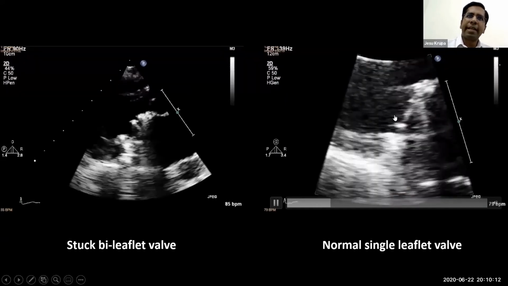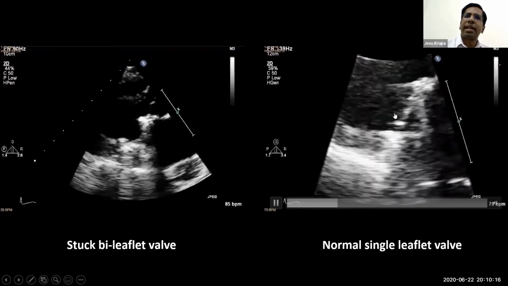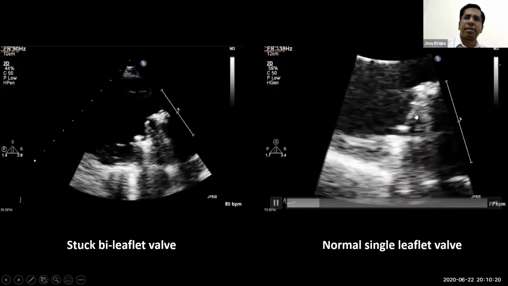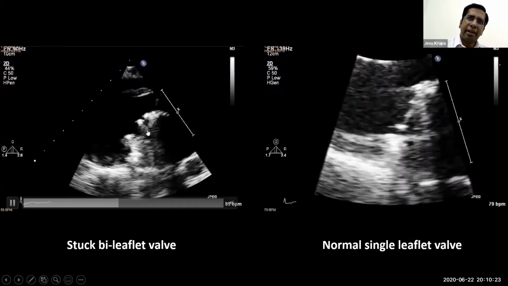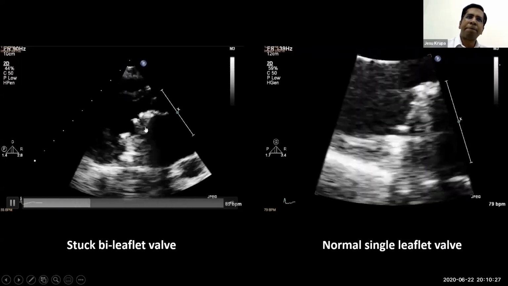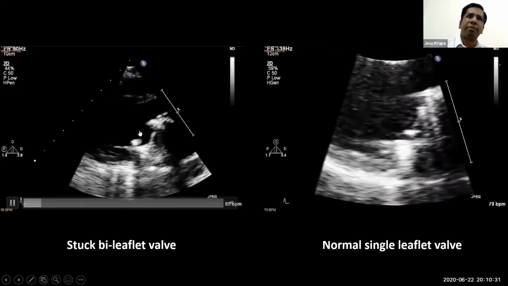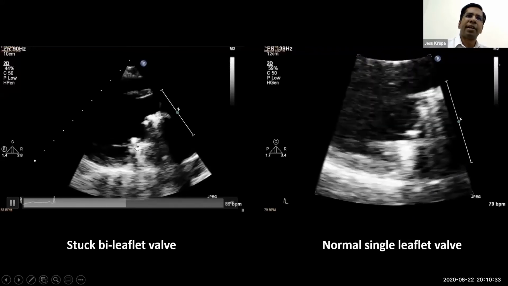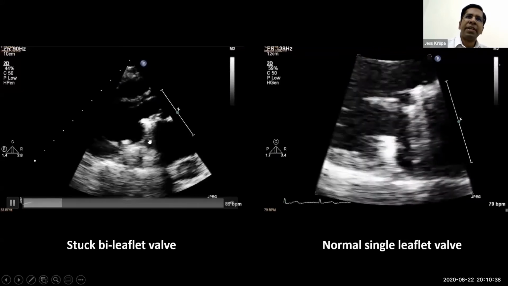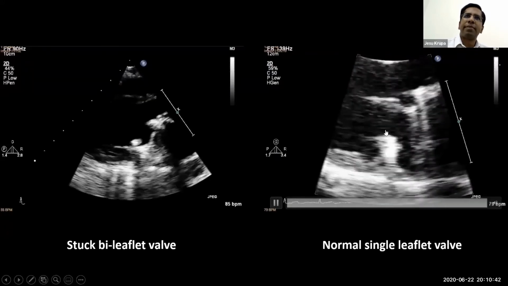The other thing that you can notice is that this is a fairly large leaflet or disc, which almost fills the whole annulus. Whereas this, it's a little smaller in comparison. You can imagine that it's probably two doors within one frame, trying to open and close. Out of that, one is already closed and the other one is opening. So this is a single door that you are seeing, which is opening and closing very well.